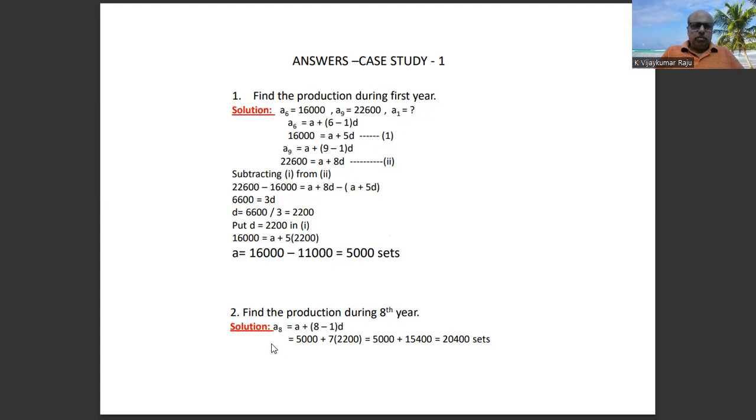Now see the next question. Find the production during the 8th year. During the 8th year means you need to calculate A8. A8 is what? A plus (8 minus 1)D. So A we have already calculated as 5,000. So let's put that value as 5,000 plus 8 minus 1 is 7. And D you have also calculated as 2,200. Put that value 2,200. So you get 5,000 plus 15,400. So that is 20,400 sets were produced during the 8th year.